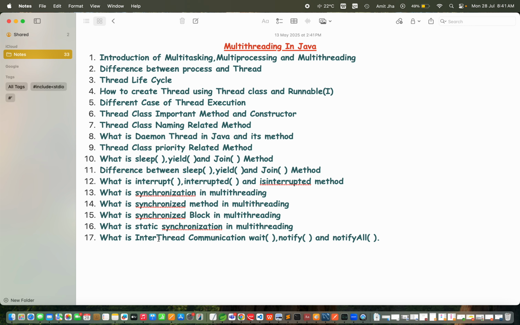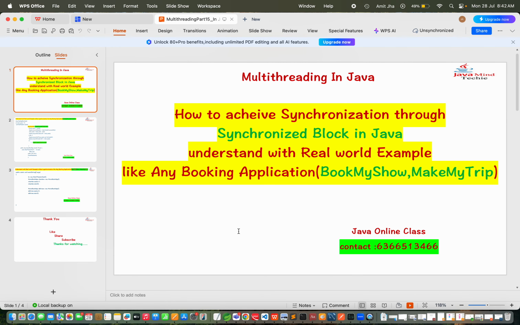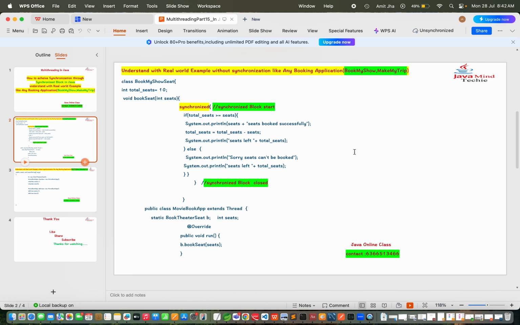So let's see, without any further delay, we'll start. Guys, see, this video completely talks about how we are going to achieve synchronization with the help of synchronized block in Java. So guys, we will understand a real world example, and you know very well, if you are going to implement any application just like BookMyShow, MakeMyTrip, we are going to implement it in the same way.